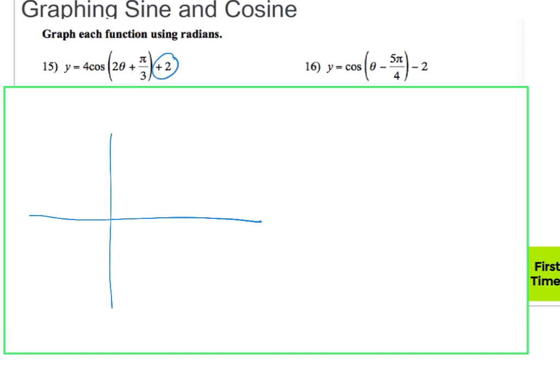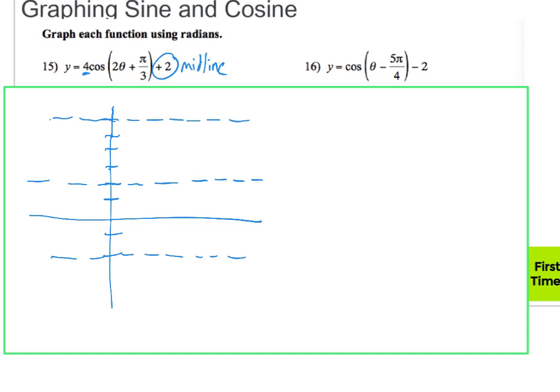So the first thing I'm going to do is identify my midline. And that's going to be at 2 above the x-axis. Cool. Then I'm going to identify my amplitude, so that's 4. I'm going to go up 1, 2, 3, 4. I'm going to go down 1, 2, 3, 4. And those are going to be my amplitude lines. Cosine is a graph that starts at the top, goes down, comes back to the top at the end of its period. My midline goes through like that. And now I'm ready to kind of figure out some of those points.